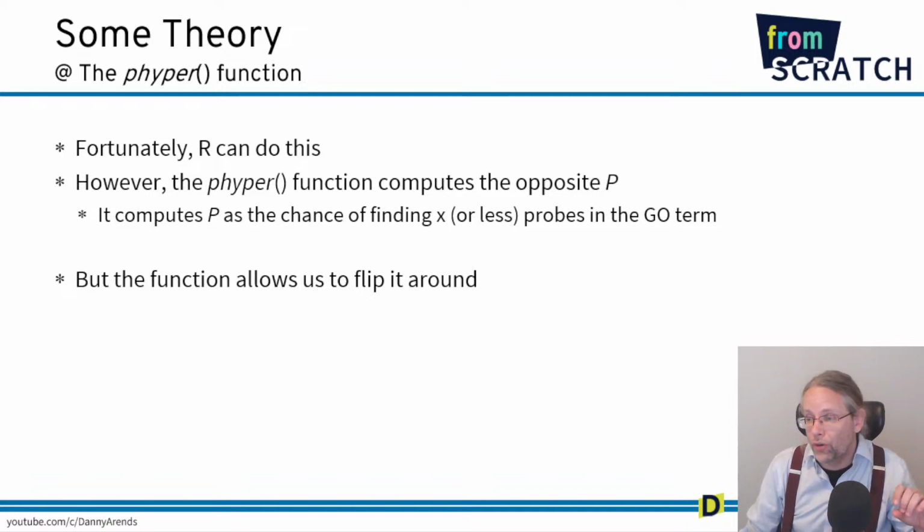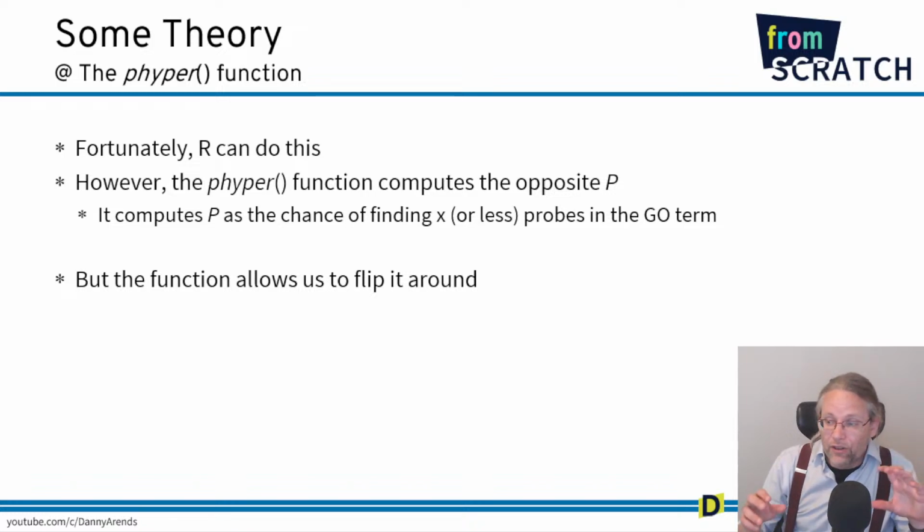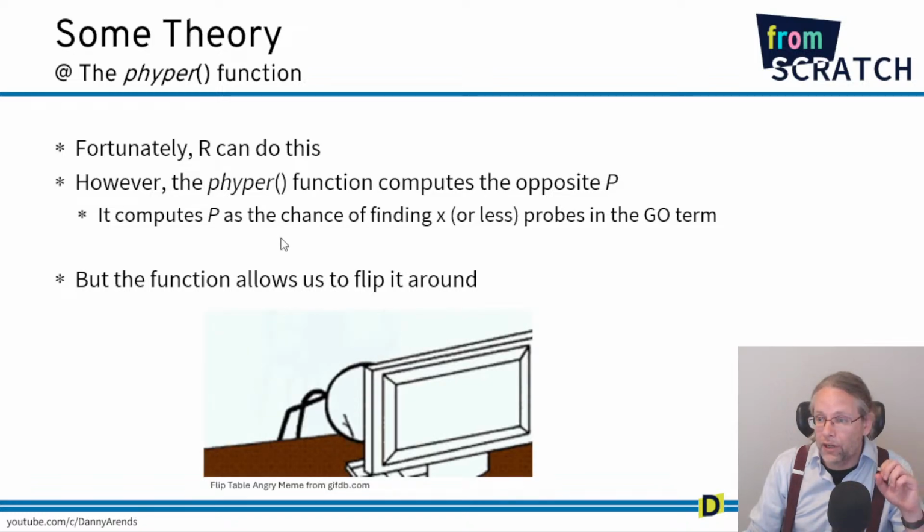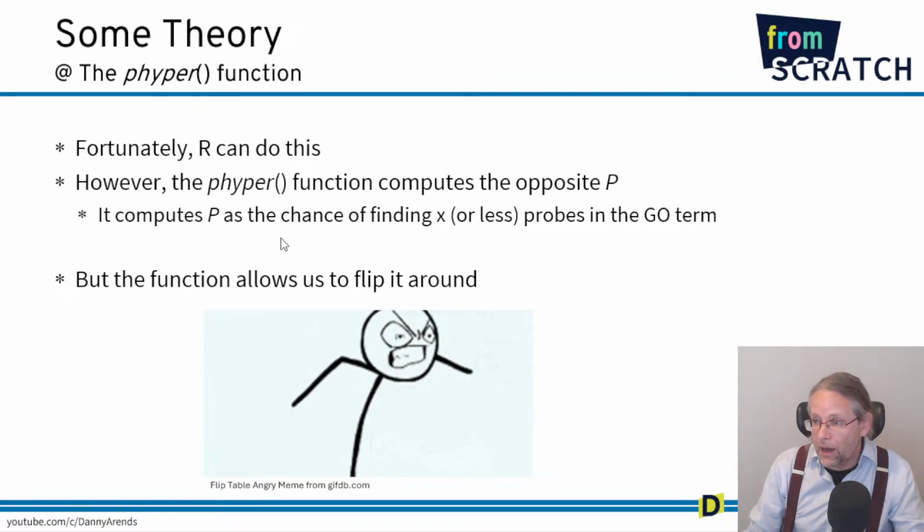So it does an underrepresentation test, right? And that's not what we want. We want to know what is the likelihood of finding x or more gene ontologies relative to the background ratio, right? Fortunately, the phyper function also has an option to flip it around, right? So you can just take the thing, flip it around, and that is how you can do it in R.